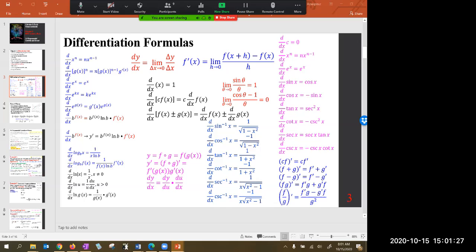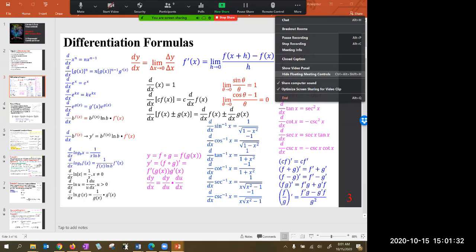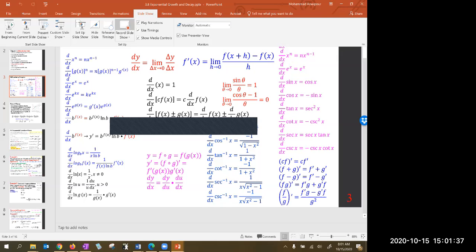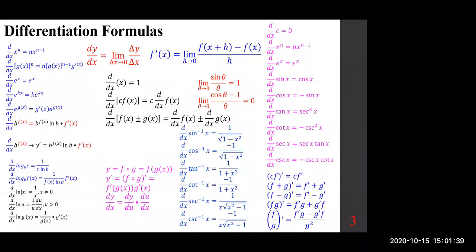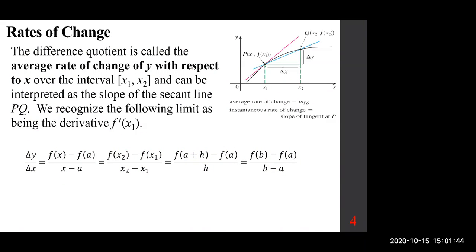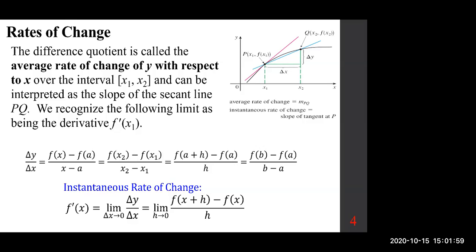Now, let's look at more coming up. All right, we put this in slide show. We've already discussed the rates of change, the average rate of change, which refers to the slope of a secant line, versus the instantaneous rate of change, which refers to ultimately the slope of a tangent line.